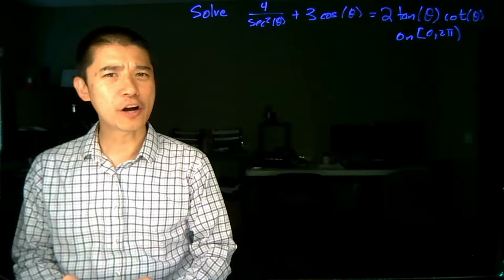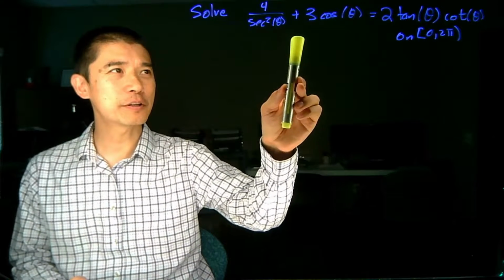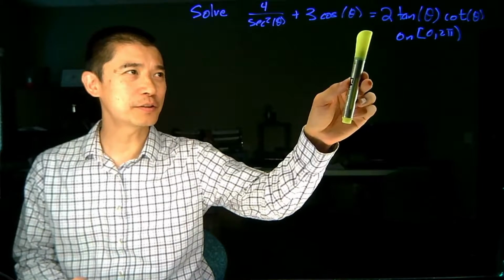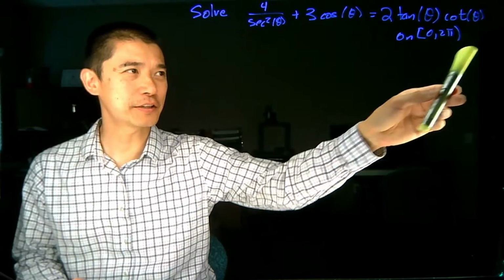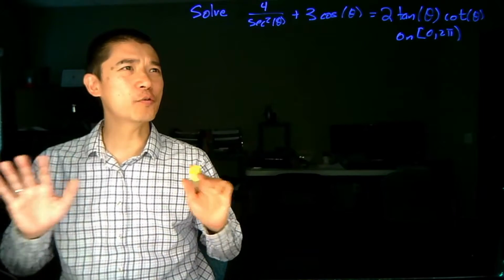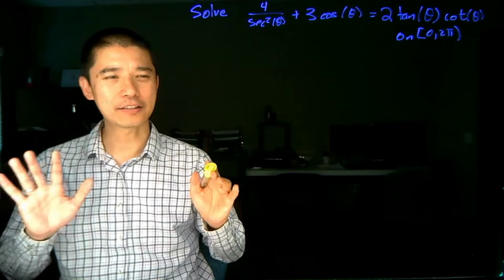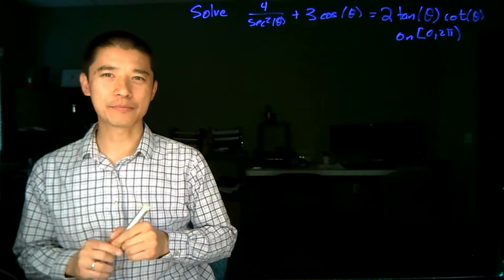Here is a very complicated looking example. Solve the equation 4 over secant squared theta plus 3 cosine theta is equal to 2 tangent theta cotangent theta on the interval from 0 to 2 pi. Now it's very easy to be overwhelmed at first, but it's also important to be able to take a step back and start thinking about what you can do to simplify this.